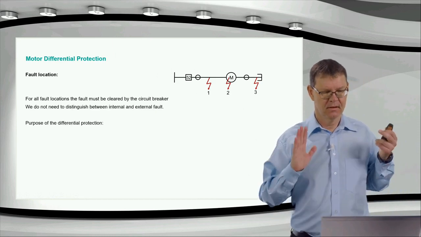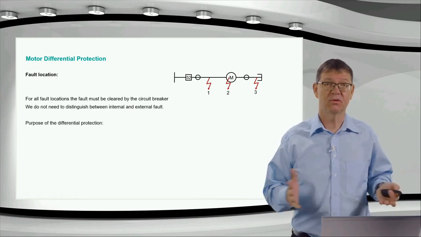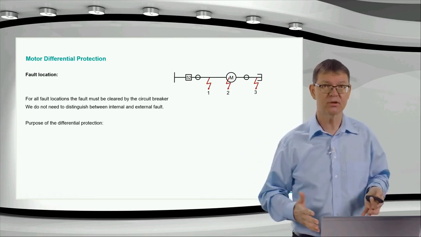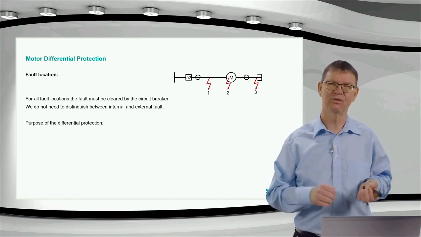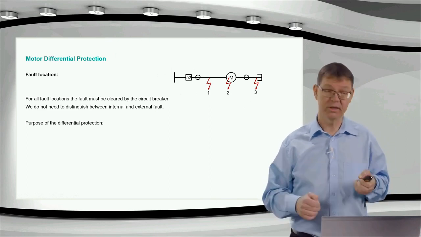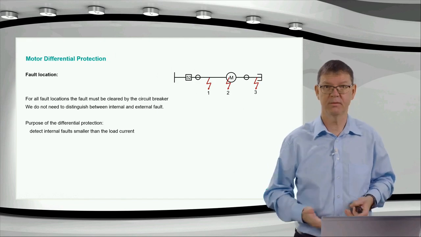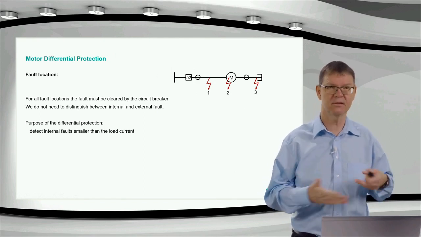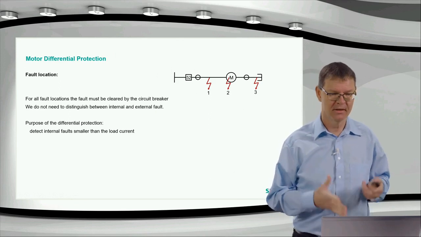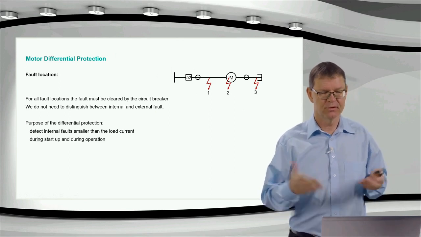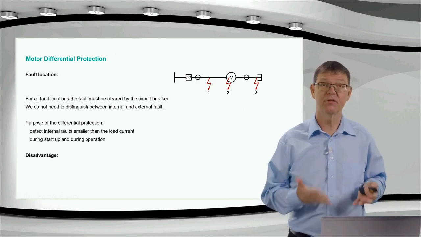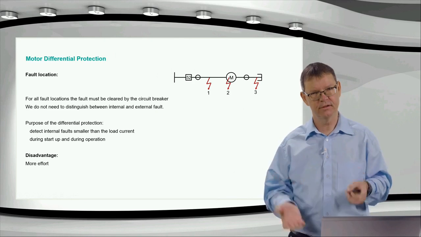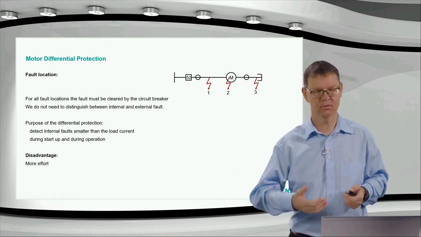Okay, the purpose of the differential protection, so what is it? It is to be more sensitive than the overcurrent protection, to detect small currents during the startup and during the operation of the motor. So typically 20%, 0.2 times of the nominal current of the motor can be detected. It's a standard setting we have. This is the purpose here during startup and during operation. Disadvantage, I have more effort. I need an additional current transformer. I need a differential protection function, and so on.